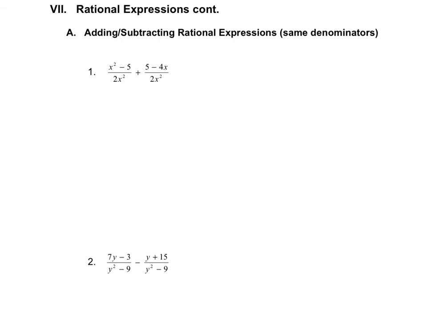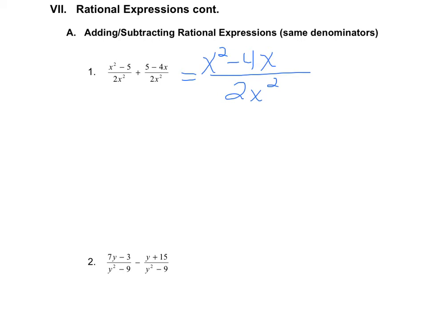All right, let's take a look at number 1. In number 1, we already have a common denominator, so we're going to bring it over. We're going to combine like terms on the top because it's addition. I have a squaring, so I'm probably going to want to keep it in standard form. So I have x squared minus 4x, and the 5's cancel out because a negative 5 plus a positive 5 cancels out to 0. All right, so there's my answer when I add it.